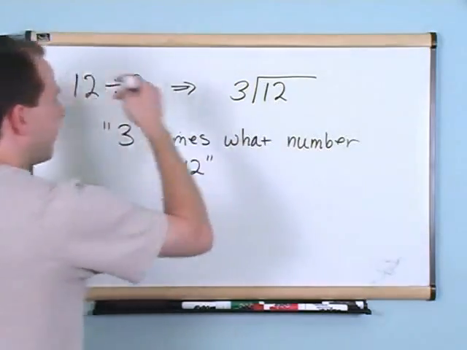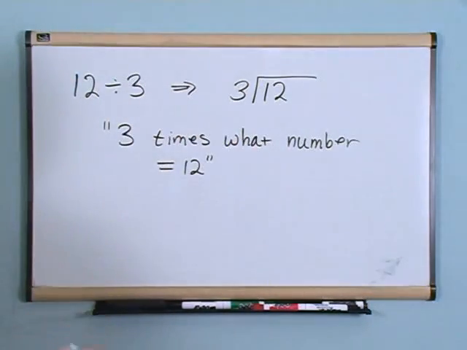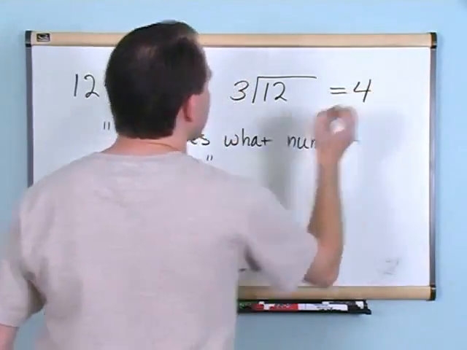3 times 4 gives us 12. So the answer is going to be 4. 3 times what number is 12? 3 times 4 is 12. 4 is the answer, okay? So you can say the answer is equal to 4.